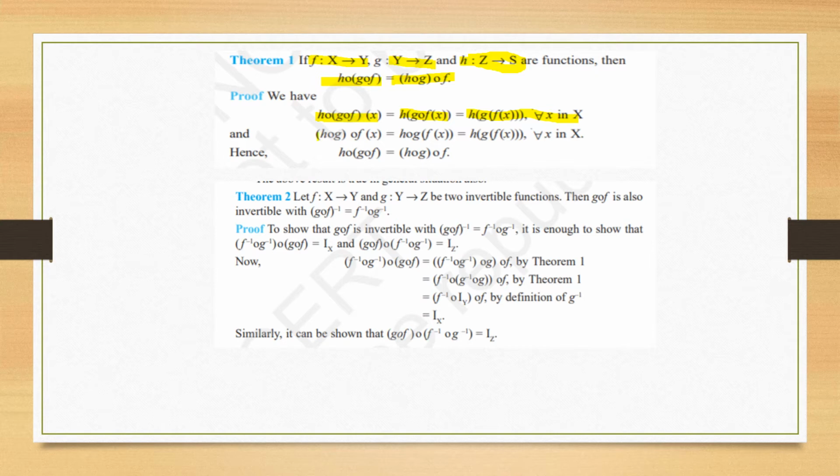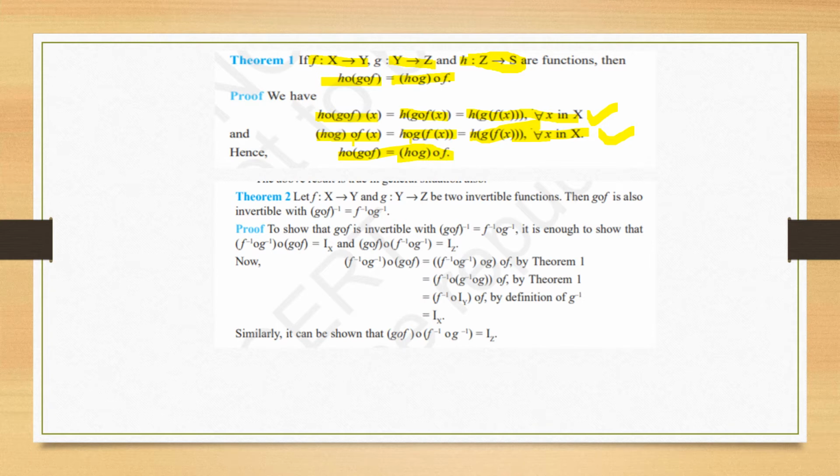Now the second case is (h∘(g∘f))(x). Firstly I will take the outer composition, so it is h((g∘f)(x)), and then the next one, so it will be h(g(f(x))) for all x in X. That means the results are same, so (h∘g)∘f is equal to h∘(g∘f).